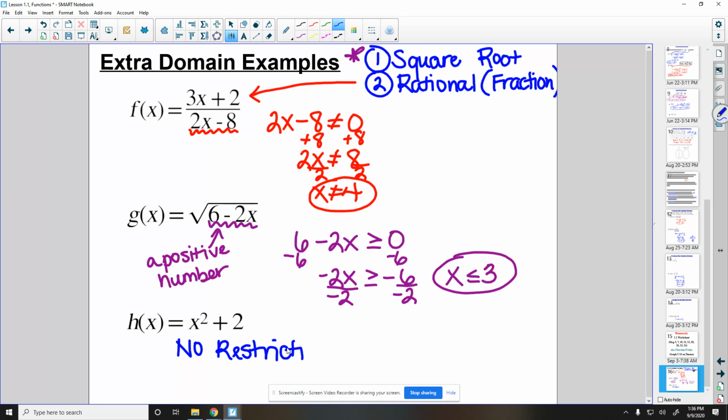So what do you write as your domain? When you have no restrictions, you're going to write that the domain is negative infinity to infinity. It just means that anything will work.